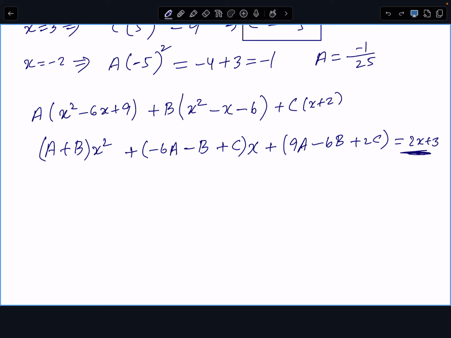Do we have x squared here? What is the coefficient of x squared? 0. In mathematics, when we don't have it, it means zero. Zero. Good.